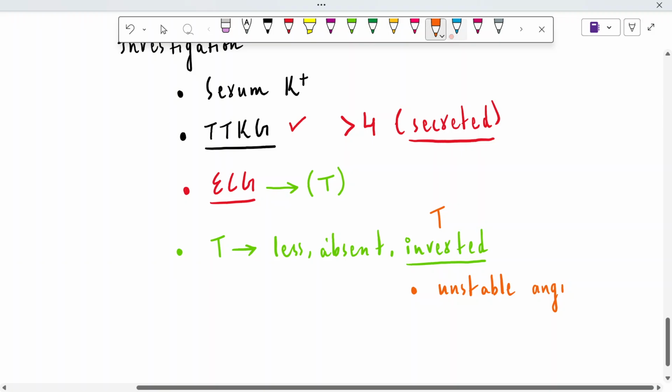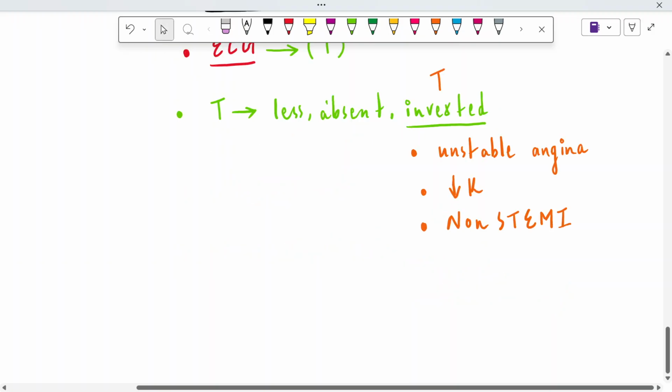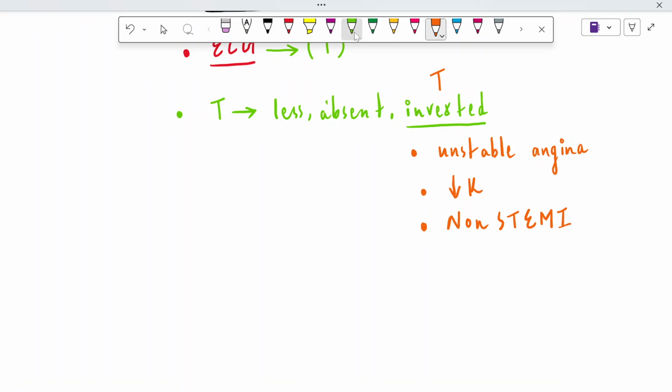non-ST elevation MI. So we have understood that an inverted T wave can be in unstable angina, in hypokalemia, or in non-ST elevation myocardial infarction. So we have to rule out other conditions in order to fully understand that this inverted T wave is only due to hypokalemia, right?